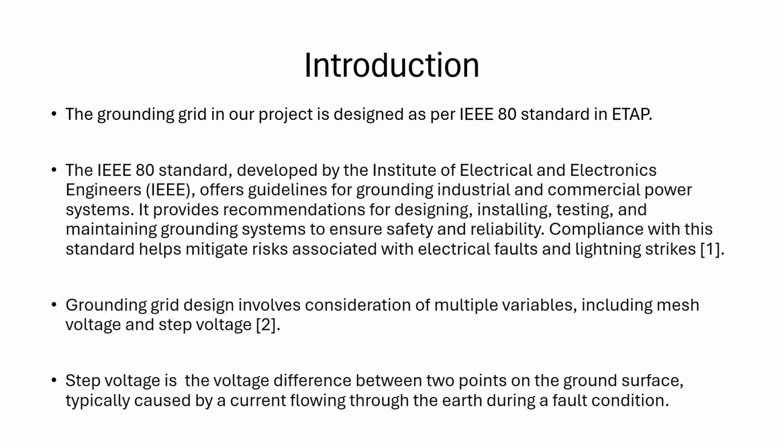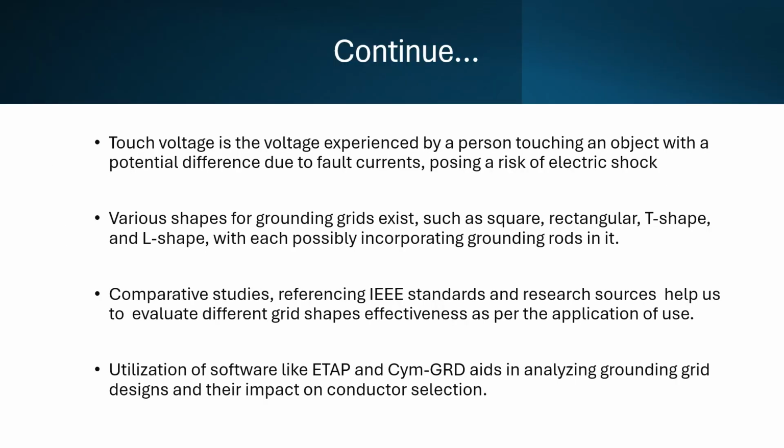So the grounding grid design involves consideration of multiple variables, including the mesh voltage and step voltage. Step voltage is the voltage difference between two points on the ground surface, typically caused by a current flowing through the earth during the fault condition. So that's the step voltage. Touch voltage is the voltage experienced by a person or an individual who touches an object within a potential difference due to the fault currents, posing a risk of electric shock.